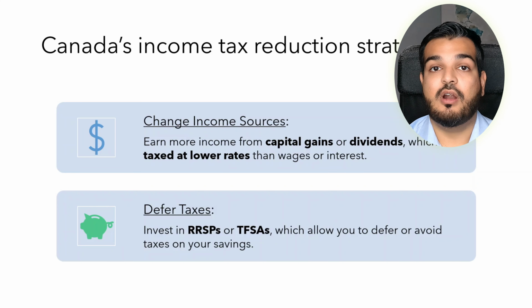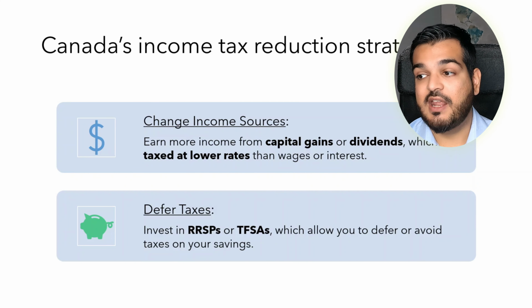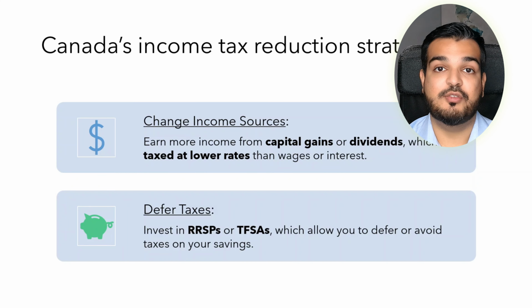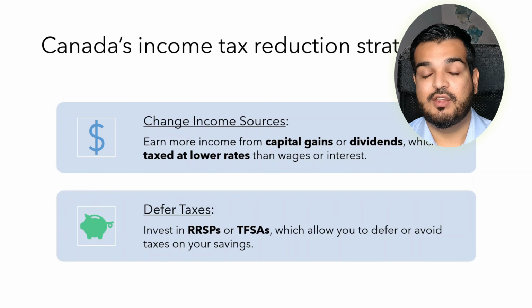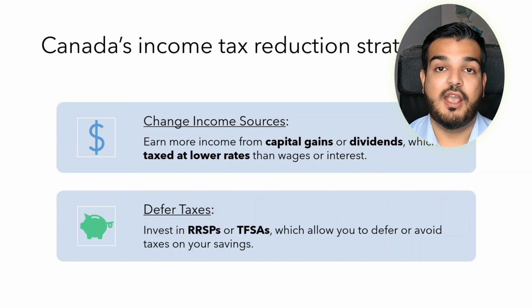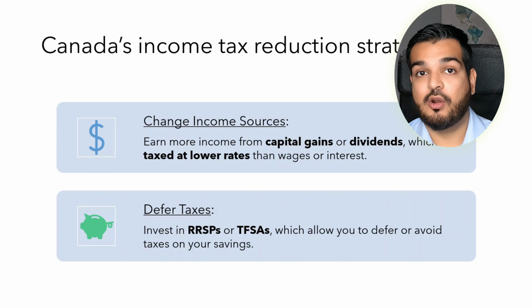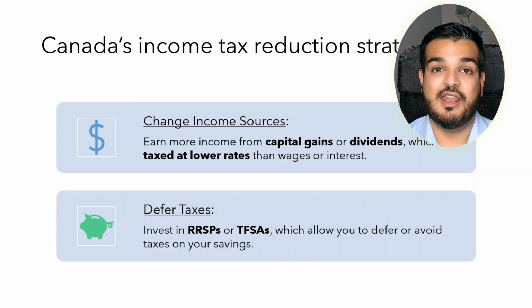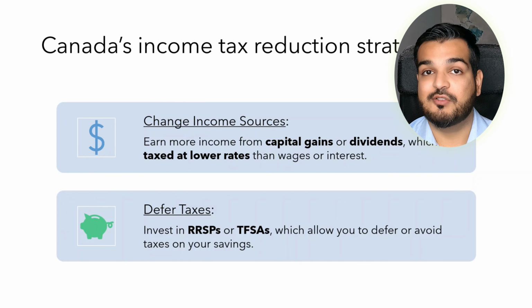So for example, with an RRSP, it reduces your taxable income in the year you contribute, and you only pay tax on RRSP dollars when you withdraw that money. So you might be contributing early in your career, and when you reach retirement, when you withdraw the money from your RRSP, that's when you pay your taxes, and you get the benefit of a higher tax refund in the years you contribute.